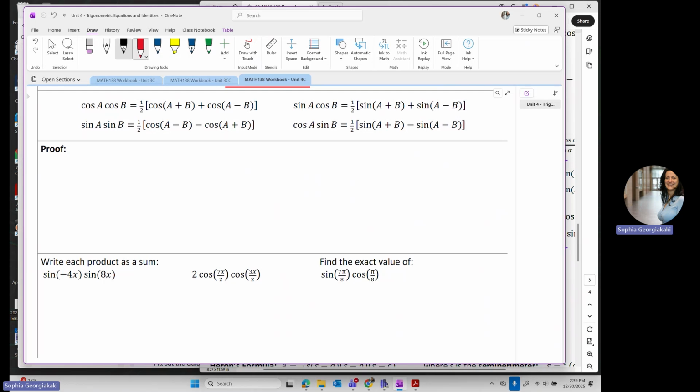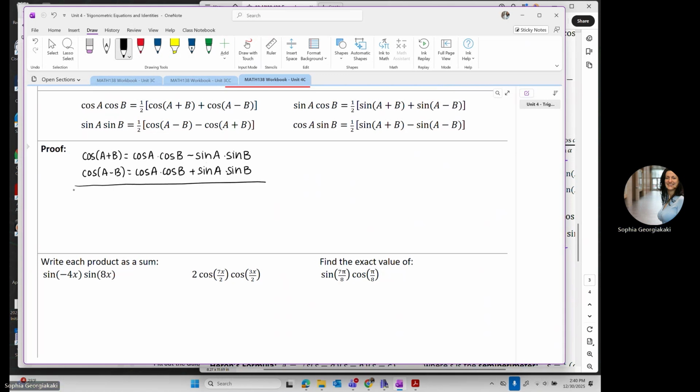If we have the formula for the cosine of the sum of two angles, if you remember, the formula is cosine of A times the cosine of B minus the sine of A times the sine of B, and the difference, cosine of A minus B, was the cosine of A times the cosine of B plus the sine of A times the sine of B. If I add those, the second terms with the sine will add to 0, and I will end up with the cosine of A plus B plus the cosine of A minus B equals 2 times the cosine of A times the cosine of B.